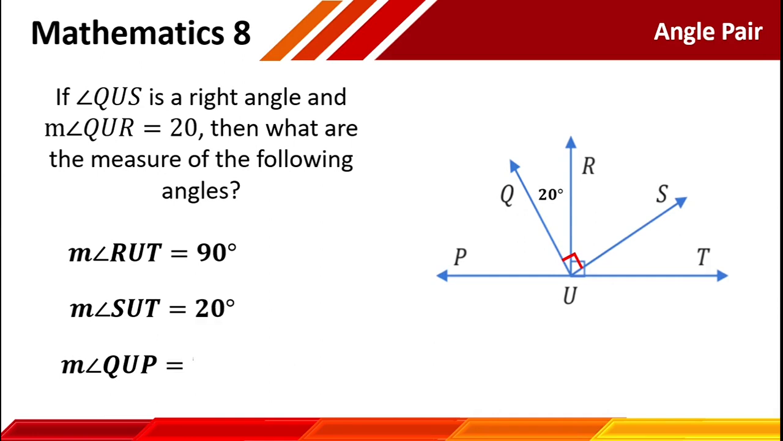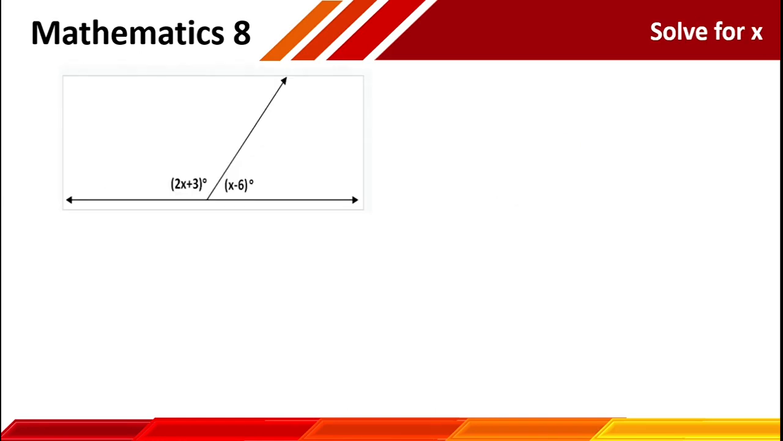And lastly, let's find the measurement of angle QUP. In this given, the measurement of RUQ is 20 degrees. The complementary of this one is angle QUP. So to find this one, 90 minus 20 is equal to 70 degrees.